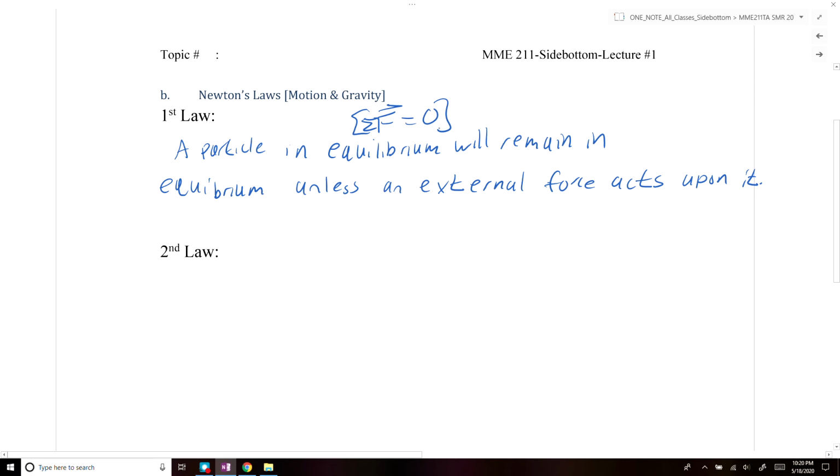If that is the case, the particle will not be accelerating, which basically means its velocity is constant, so its velocity could be equal to 0, or it could be equal to some constant value.